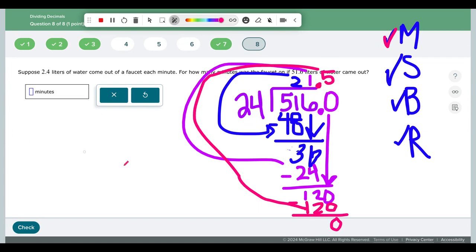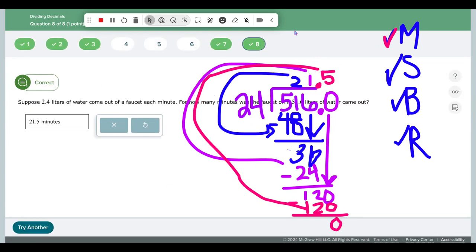So now I'm finished. I have 21 and 5/10, or 21 and a half liters. 21 and a half minutes is how long the faucet would have to be on in order for that much water to come out. Very cool. Okay. Ta-da. And that is it.